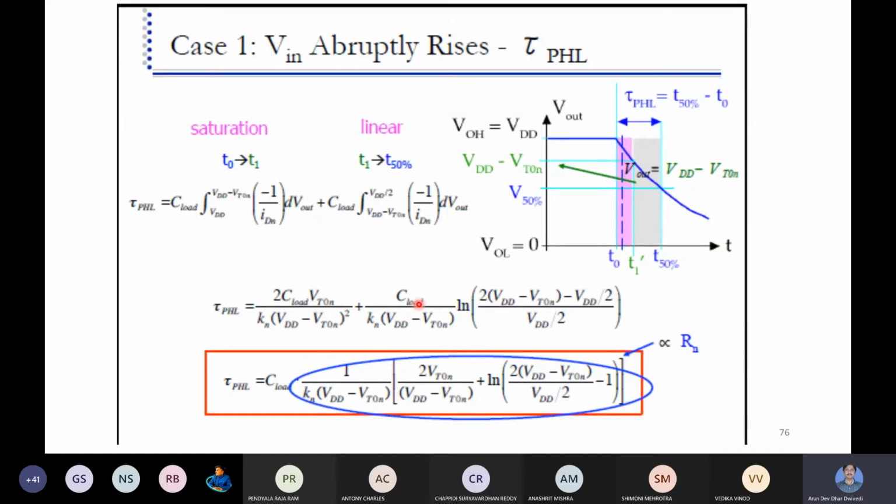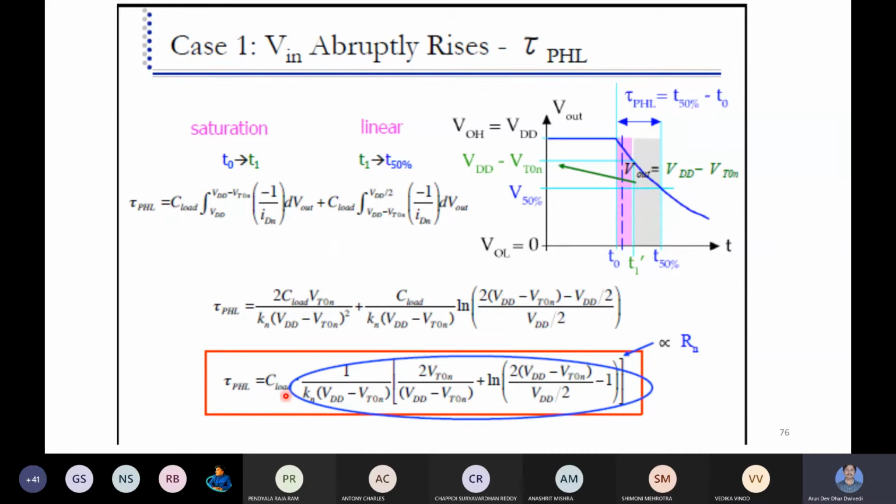The second term is giving C load by Kn (VDD minus VT0n) times ln of (2(VDD minus VT0n) minus VDD by 2), divided by VDD by 2. So the integral and everything you can do with algebra, all the parts, that is also explained in the slides from last time, and again we can quickly see.